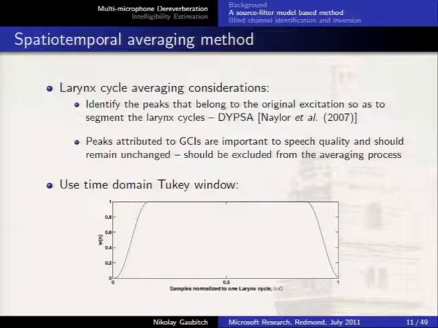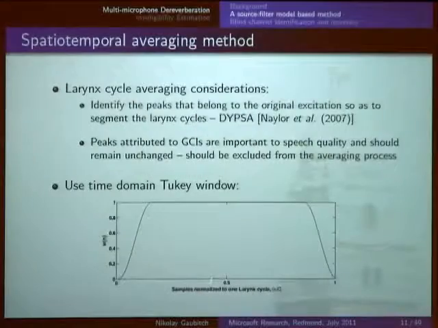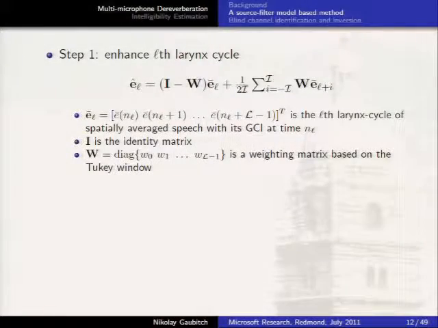So to avoid this, basically what you can do is use some kind of windowing function around the cycle. For example, this is what I was using, just a time domain Tukey window. You can center it within the larynx cycle, and that would exclude the glottal closure instance with some margin on the sides, so that you have some room for errors. So then you segment your larynx cycles, average across them without the peaks, and put together the peaks. That's what this does.